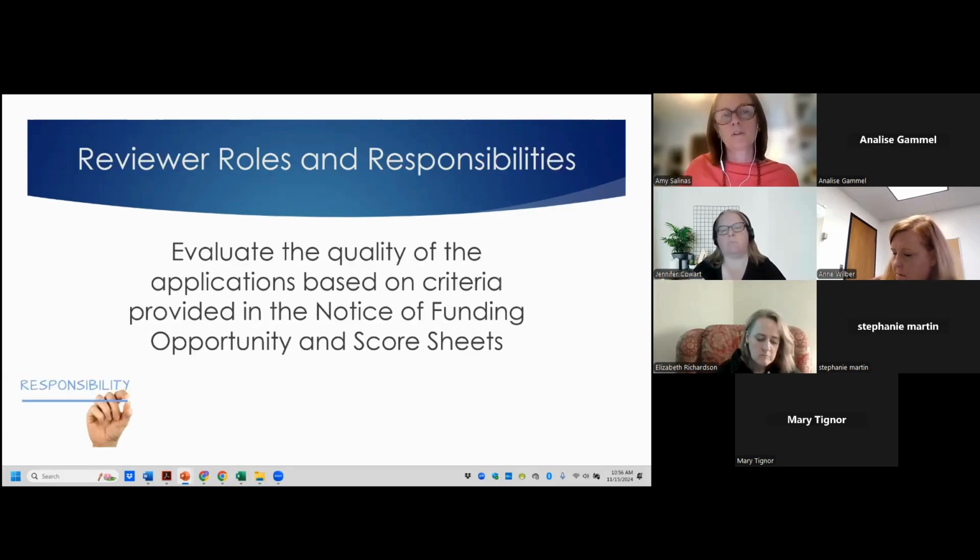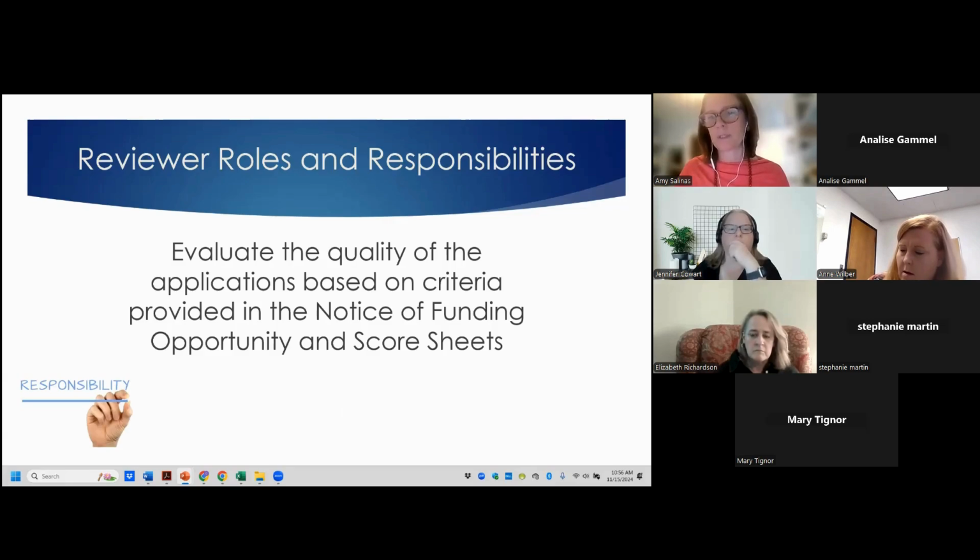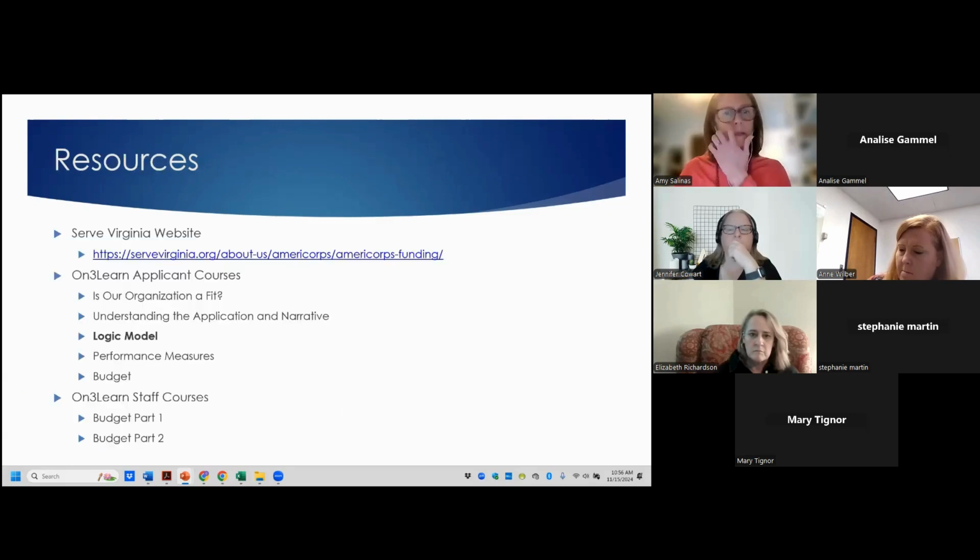And just remember that they're evaluating the quality of your applications based on the criteria provided in the notice of funding opportunity and the review sheets. So everything we just talked about now are the things that they're going to be looking for in your logic model documents specifically as they read that in conjunction with the narrative.